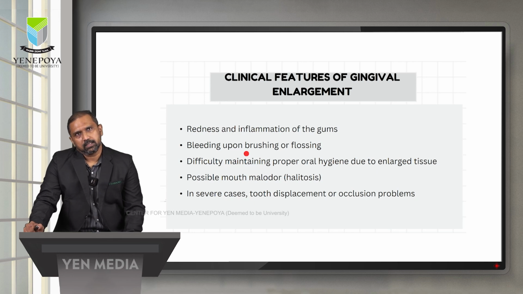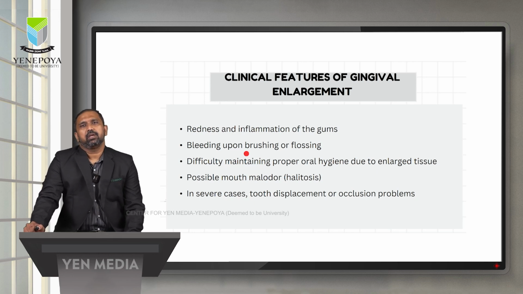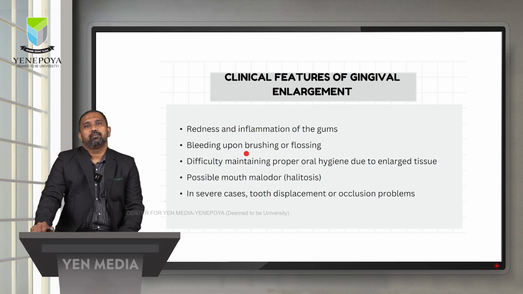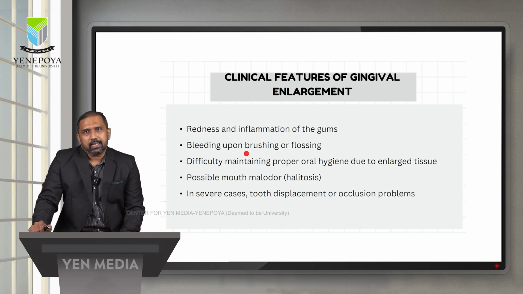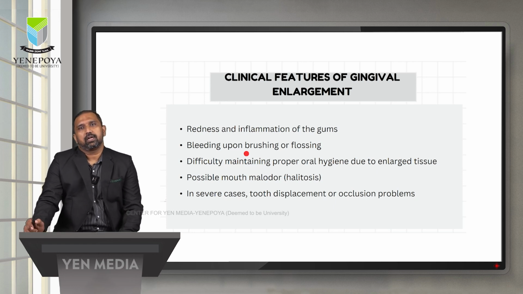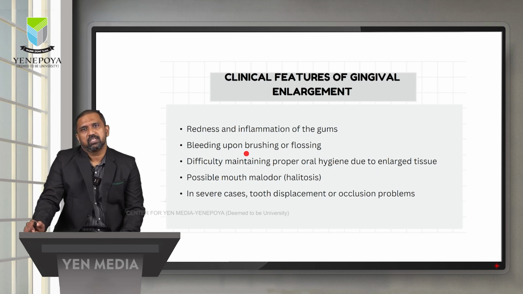That is called halitosis. In severe cases, the amount of pressure, especially from a fibrous kind of enlargement, can be put onto the tooth and bring about movement of the tooth in any direction, either forward or lateral. That is called displacement of the tooth, which in turn leads to a condition called occlusal disturbances, which leads to further problematic situations in future. So these are some of the common signs and symptoms associated with most gingival enlargements.